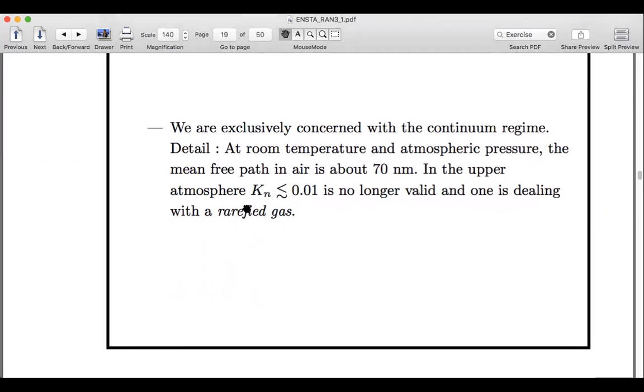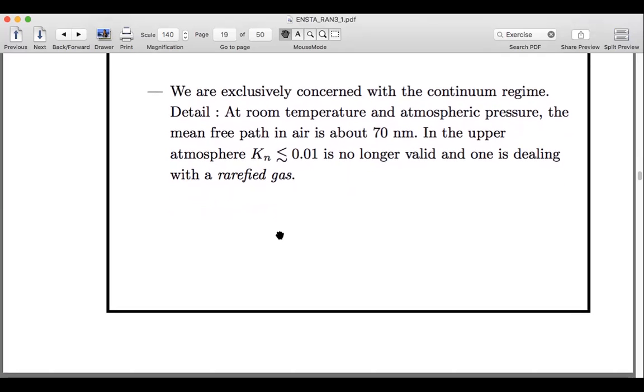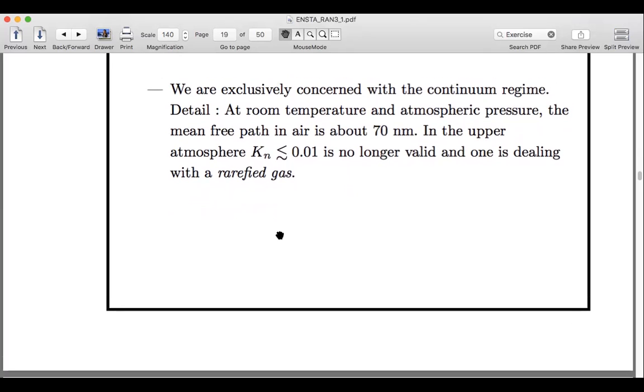So I'm just giving you some terminology here. You almost never need to consider a rarefied gas, but it's important that you're aware of where these approximations come from, the continuum approximation, so you know the range of validity of the information that we're going to be using. So you can imagine cases where this wouldn't apply.